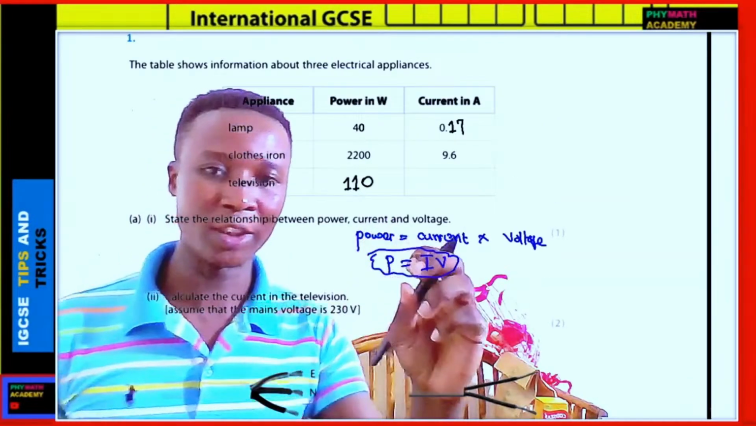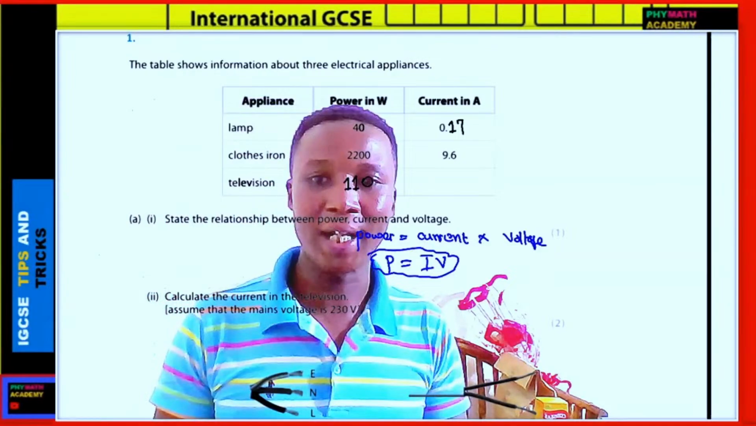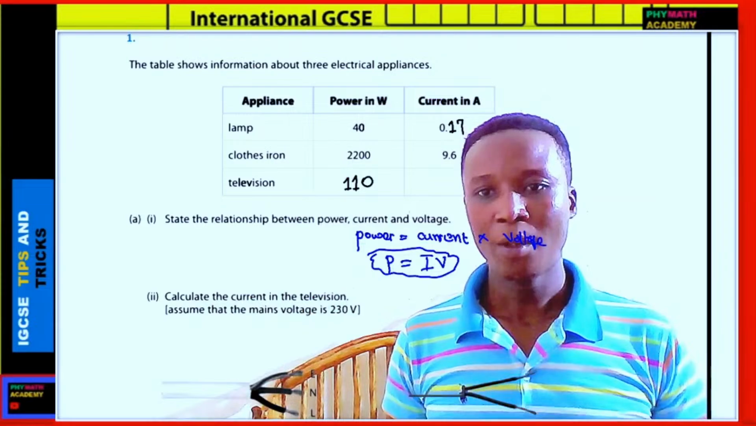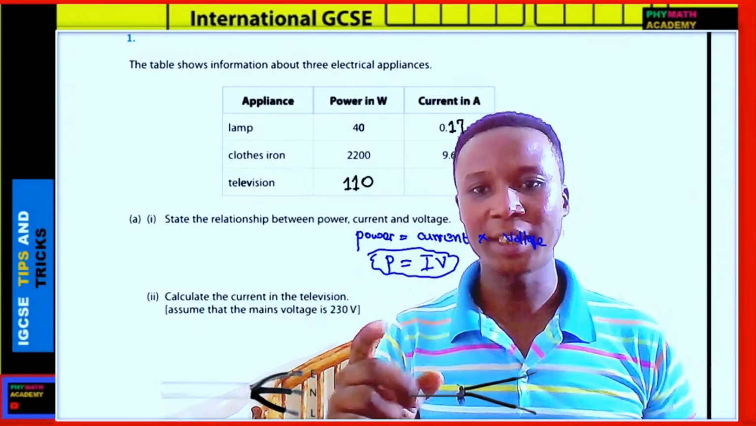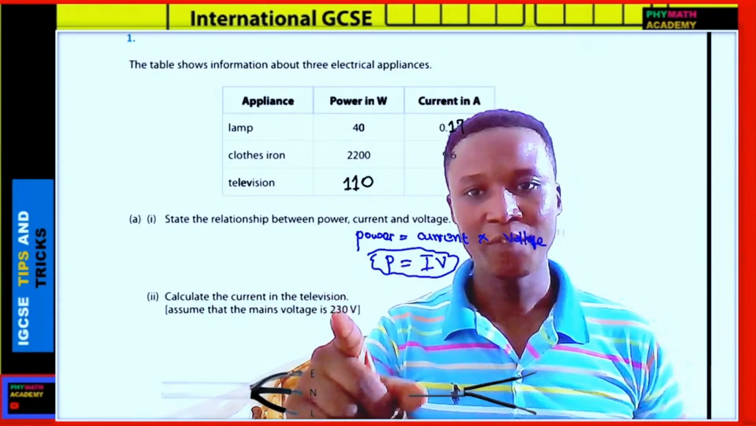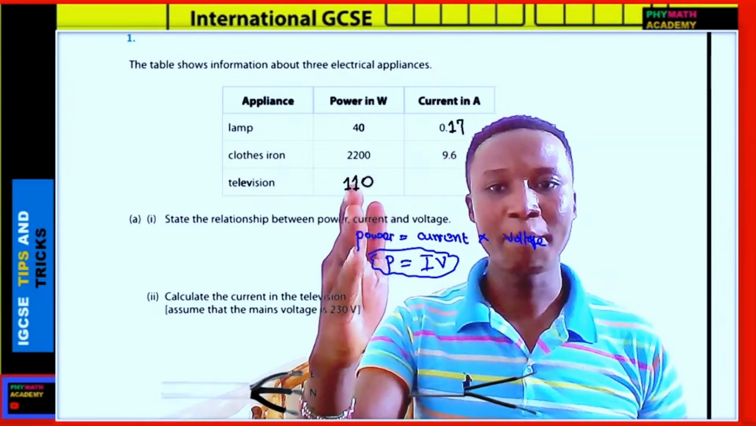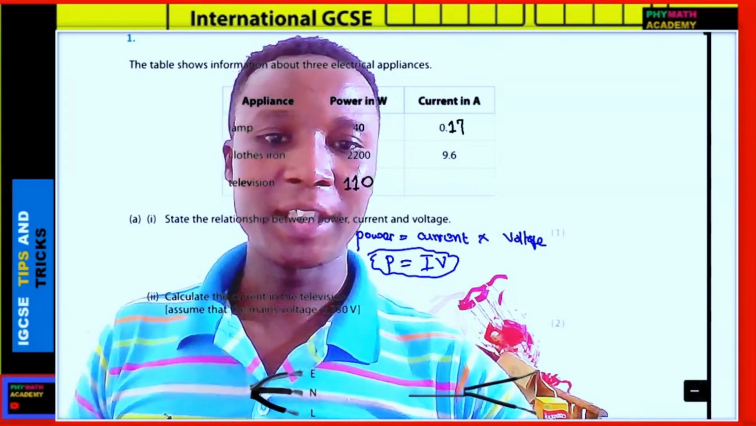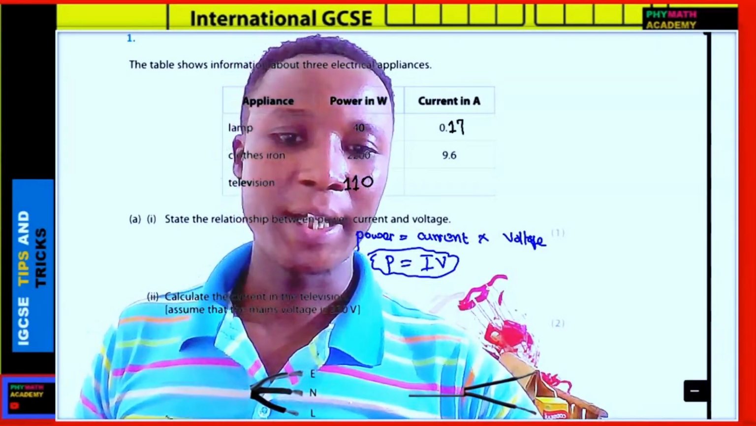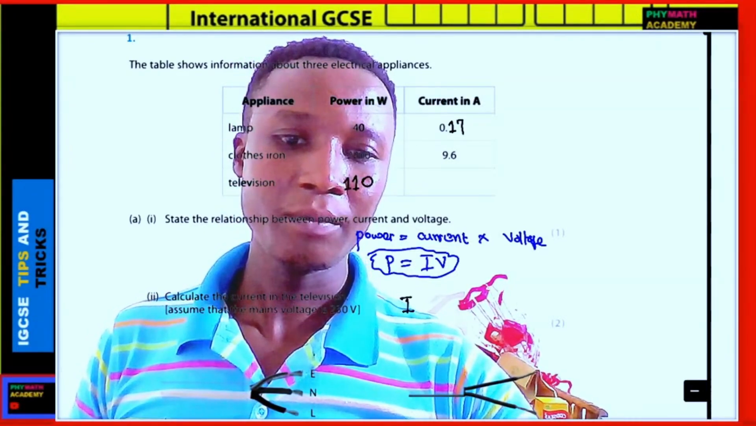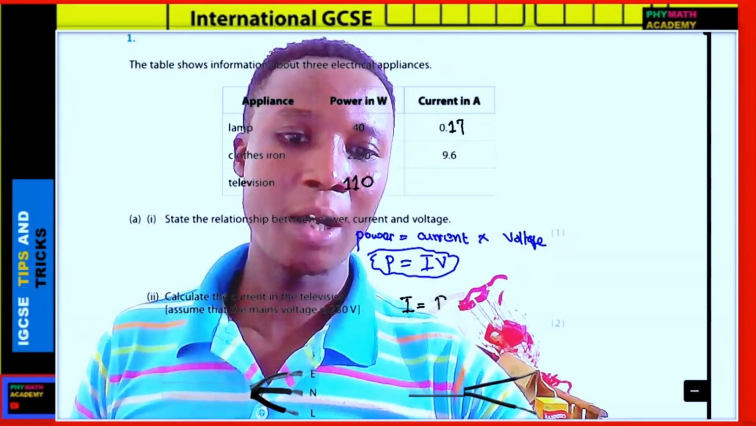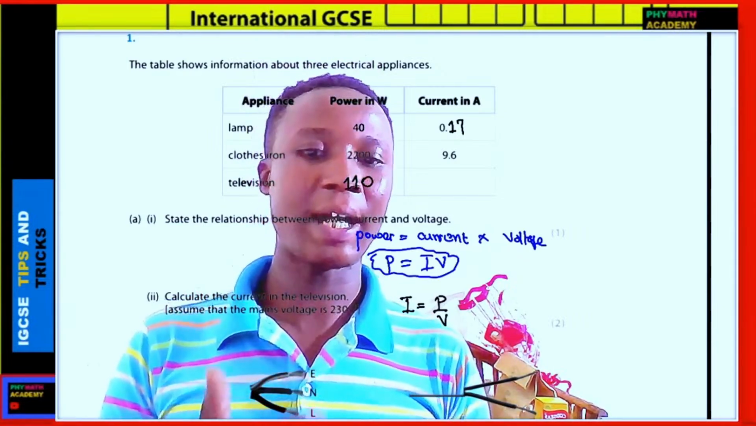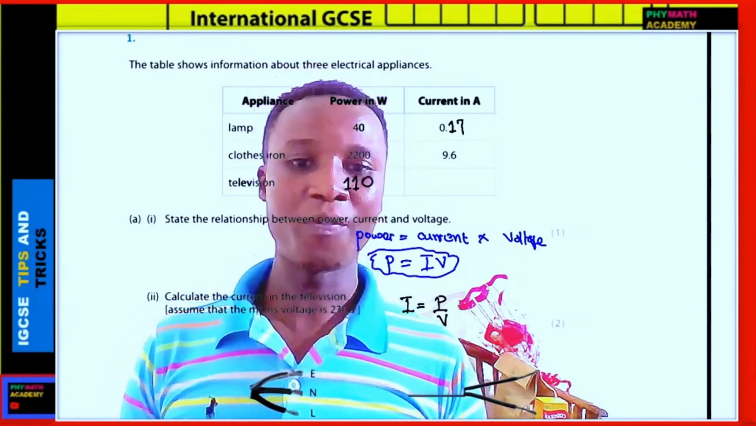After stating this relationship, we can now answer Roman 2 because we are required to calculate the current in the television set. We are told that the mains voltage is 230 volts. But remember, we are given the power rating. Therefore, since the power rating is given as 110, we can say current equals power divided by voltage. What I've just done here is rewrite the formula so that I can make current the subject of the formula.